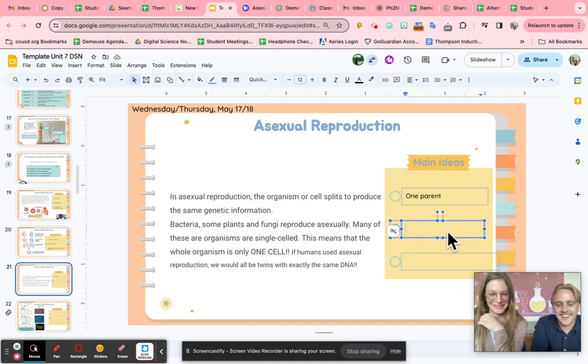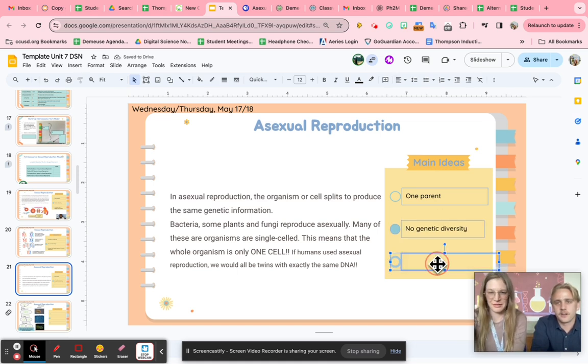And there would be no genetic diversity, which leads me to the next point: all of the offspring are identical.